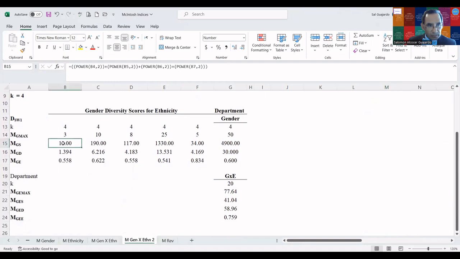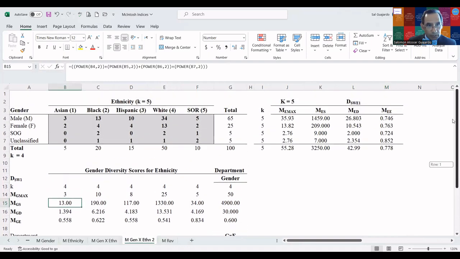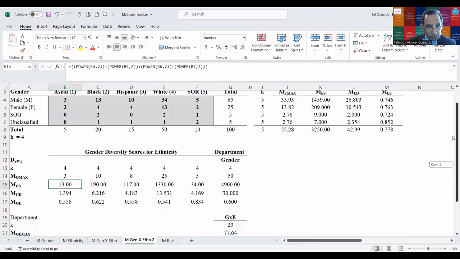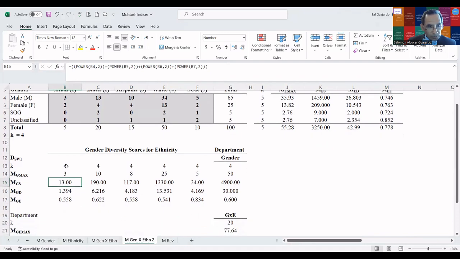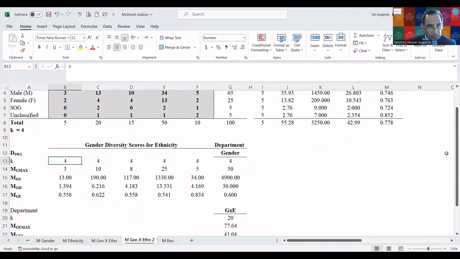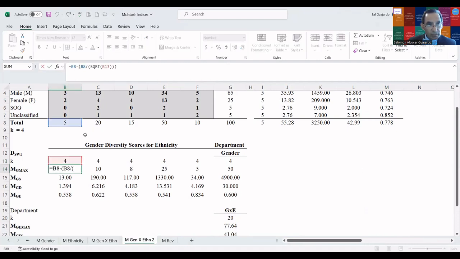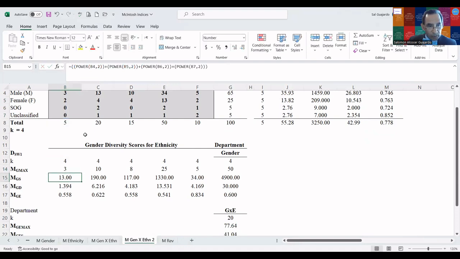I can also look at, for each ethnic group, the distribution by gender. Again, I go to the formula. There are K categories or groups for gender. So the maximum score is going to be 5 minus 5 divided by the square root of 4. So the maximum value for the Asian group with respect to gender diversity is going to be 3.